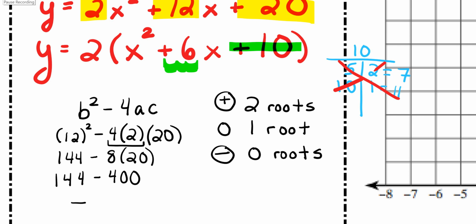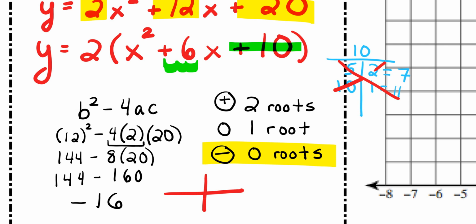Oh, quick correction. It's not 400, it's 160. But still, 144 minus 160 is definitely going to give you a negative. It's going to give you negative 16. So if we have a negative discriminant, that means we have 0 roots. So your graph is going to be completely above the x-axis or completely below the x-axis, and it won't intersect the x-axis.